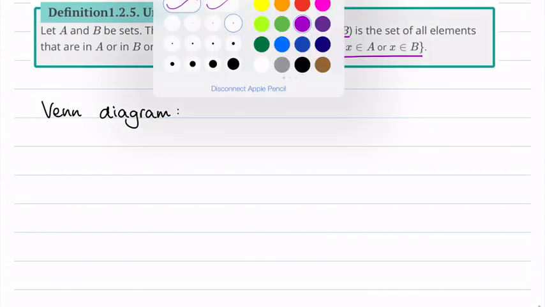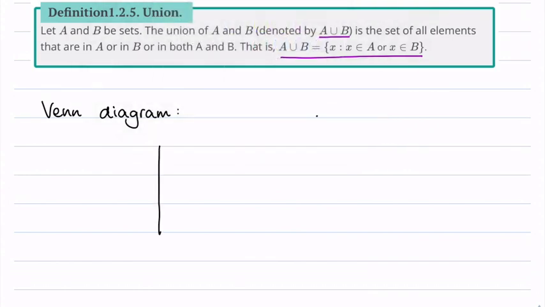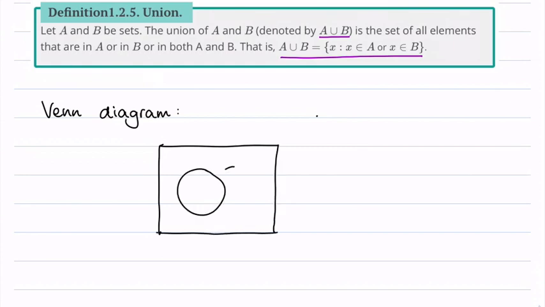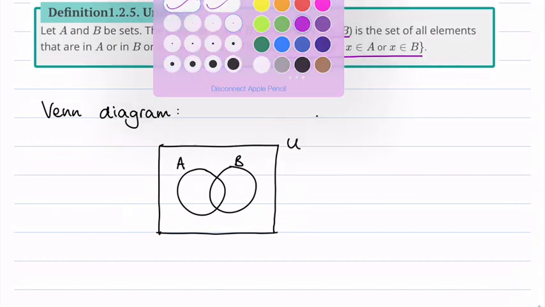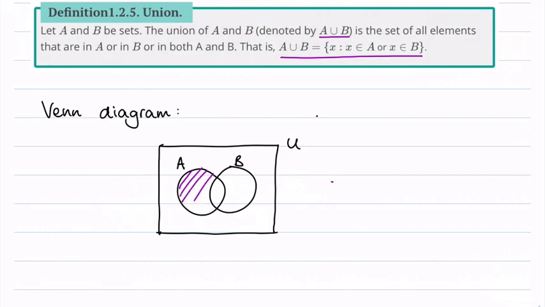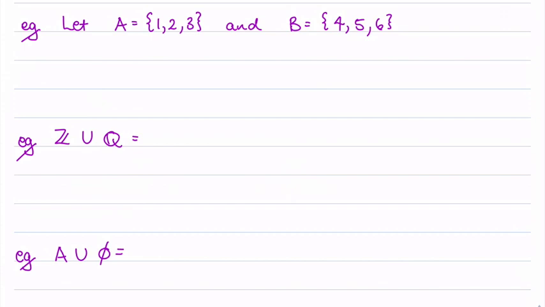So what does our Venn diagram look like if we're going to sketch the union? Well, we've got our universal set, and again we have A and we have B, and our union is going to be everything that's in A or B. So just working through a quick check, we've got A is {1, 2, 3}, B is {4, 5, 6}, then our union of A and B will be all the elements of A and all the elements of B.